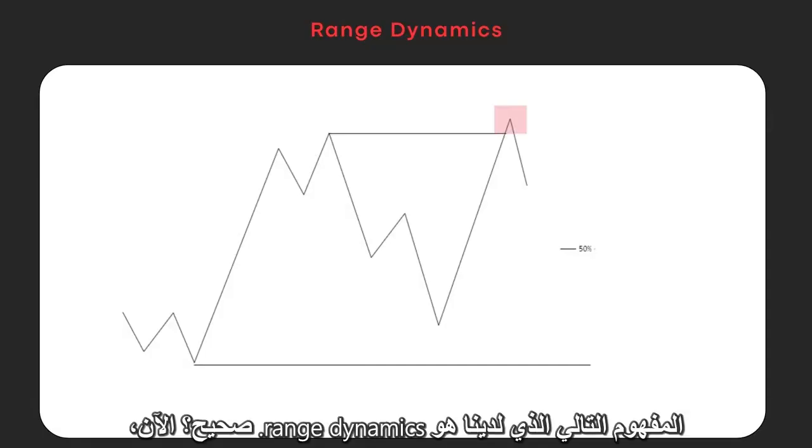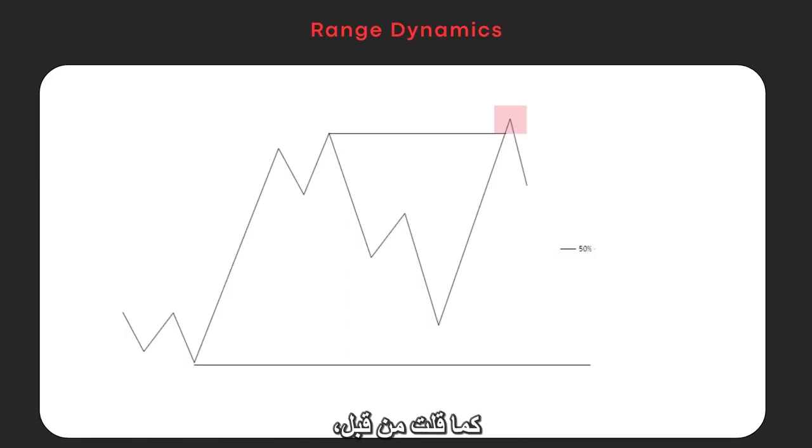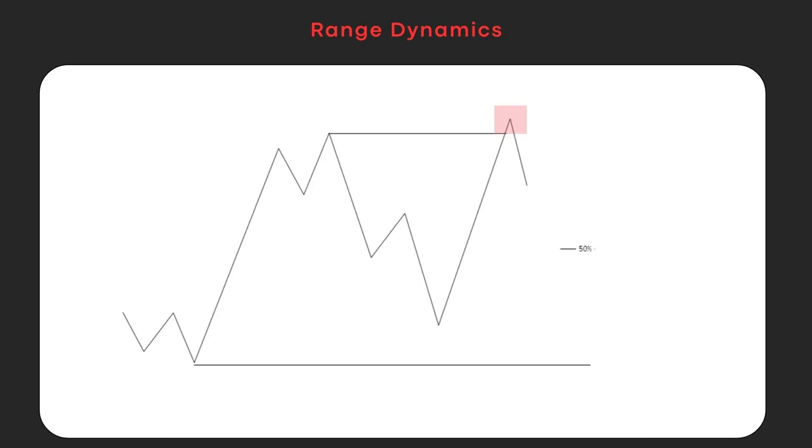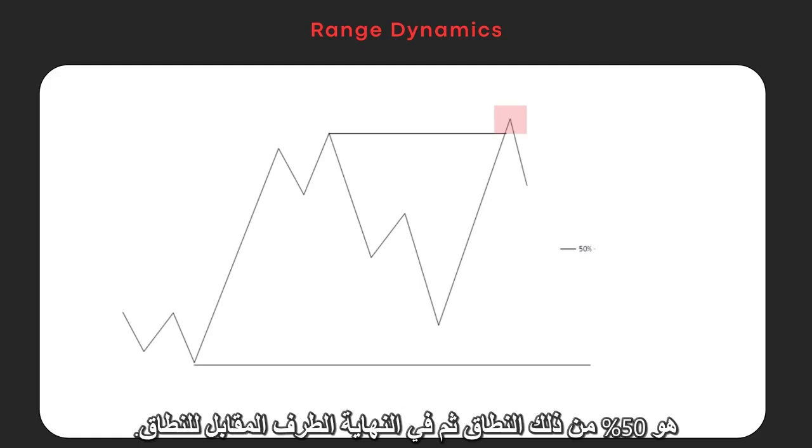Next concept we've got is range dynamics, right? Now, just like I said before, it doesn't have that much intricate or complicated detail to it, right? It's pretty simple, but you just have to find the correct range bounded conditions or consolidations in the markets, and then mark out the range high and lows correctly and wait for either side to be purged at a key time and for price to test a higher time frame key level. And once that happens, your first target is going to be the 50% of that range, and then eventually the opposing end of the range.